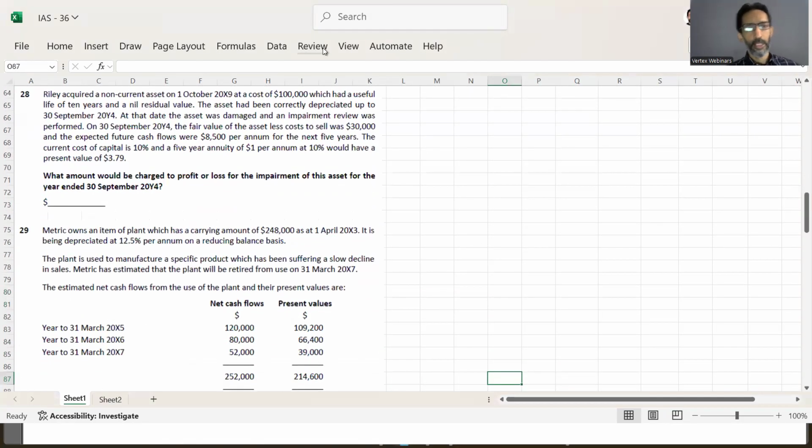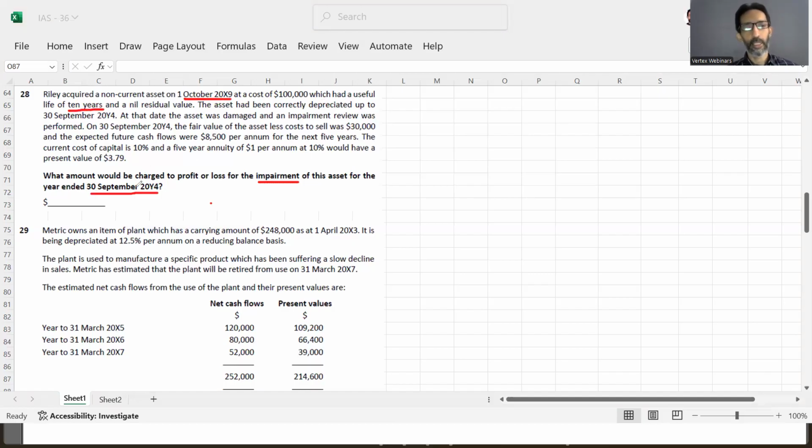So let's see the situation. What amount would be charged to profit and loss for impairment of this asset for the year ended 30th of September 20Y4? So we have to find the value that will be charged to profit or loss for the impairment. Let's see what is the issue here. Relay acquired a non-current asset on 1st of October 20X9 at a cost of 100,000, which had a useful life of 10 years. So they bought this asset.